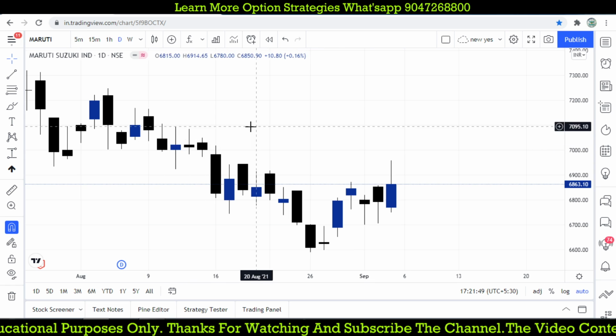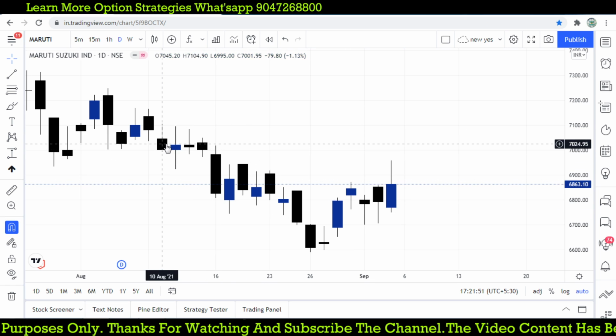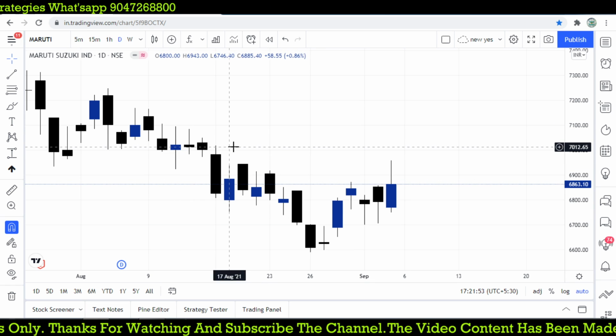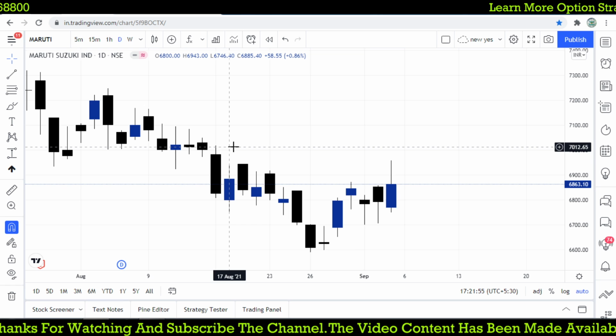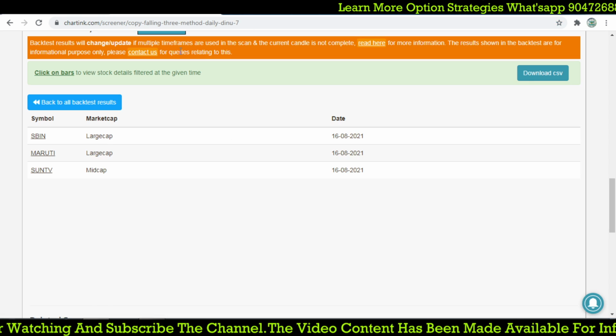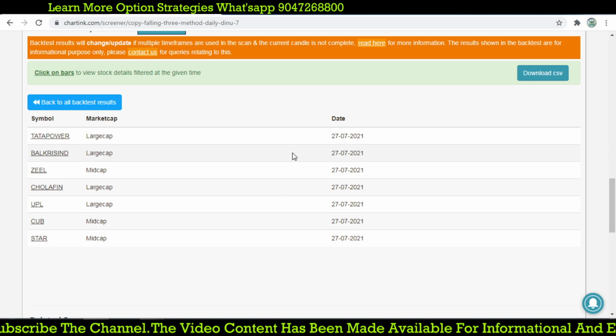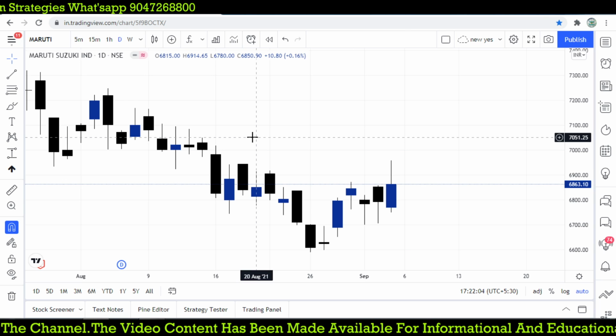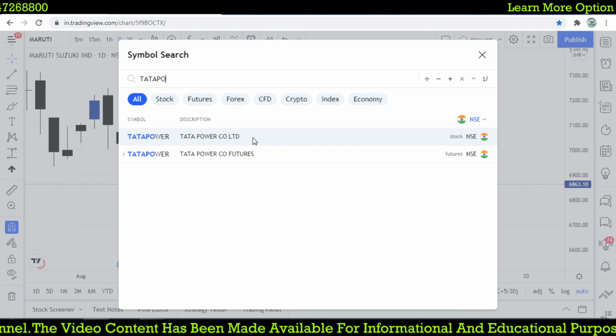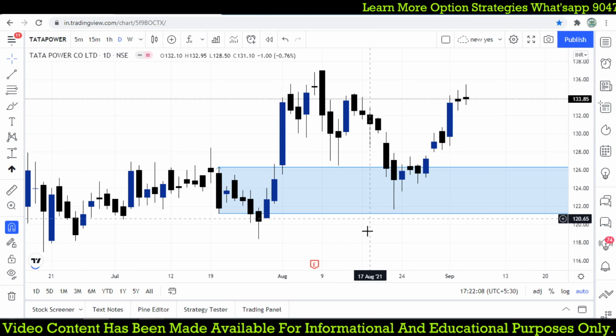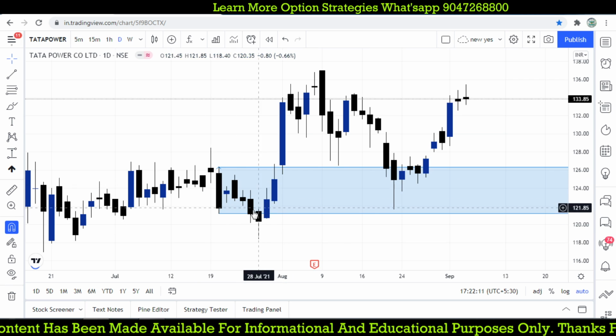Again the same 1 2 3. So if you find the exact green candle there, it is even more powerful, right? So let's go for a previous backtest. Tata Power on 27/7, close to the seventh month.